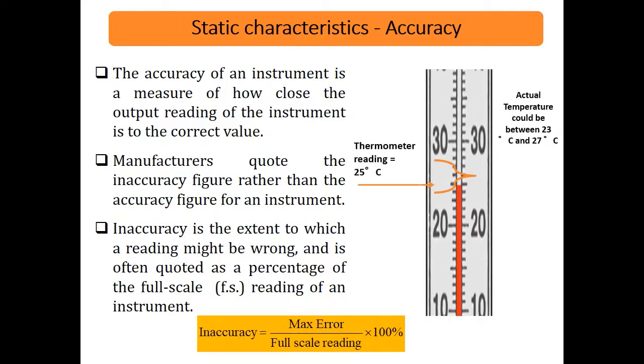To understand the concept better, consider the example of a temperature measurement using a thermometer. If the inaccuracy of the thermometer is stated, then the actual temperature may not be equal to the correct reading of the temperature. For example, if the correct reading is equal to 25 degrees Celsius, then the thermometer with the inaccuracy could measure the value between 23 degrees Celsius and 27 degrees Celsius. So there is a variation of the value from 23 to 27 degrees Celsius.